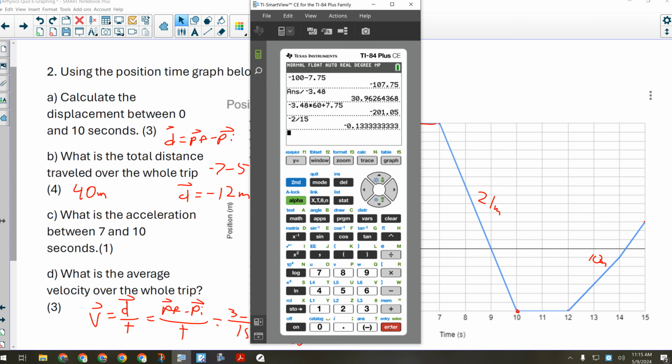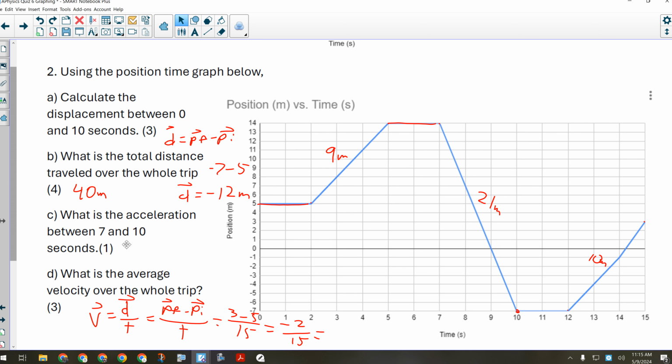Is -0.13 meters per second. Everybody all right with that one? Okay, fairly straightforward. Okay, what do we got left here?